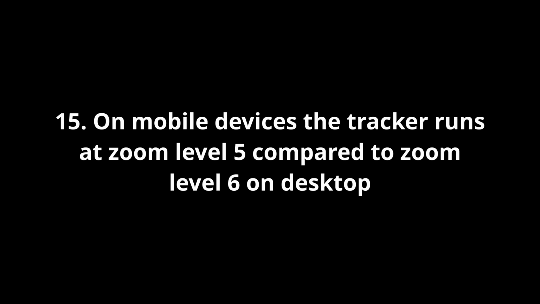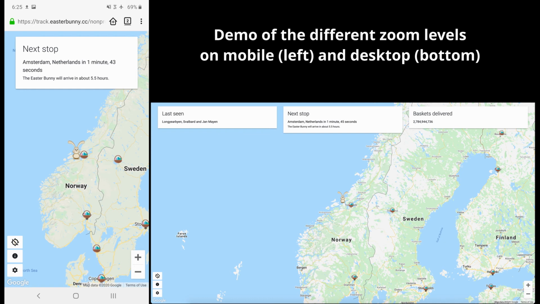There's a bunch of other smaller changes to the tracker, so I'll list them off quickly here. On mobile devices, the tracker is zoomed out to zoom level 5. We did this as we think it gives more room and more perspective of the map on mobile devices compared to zoom level 6 on desktop devices. If you're not a fan of this change on mobile, you can always zoom in using the zoom key.